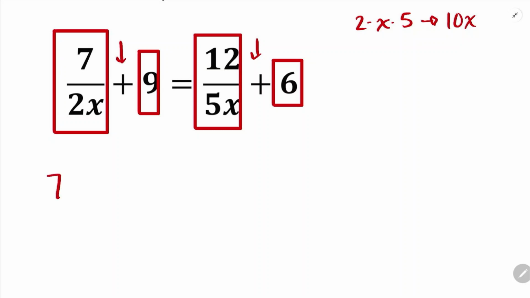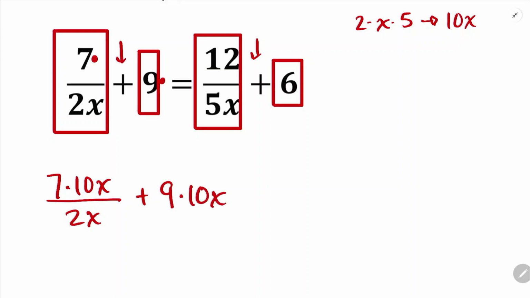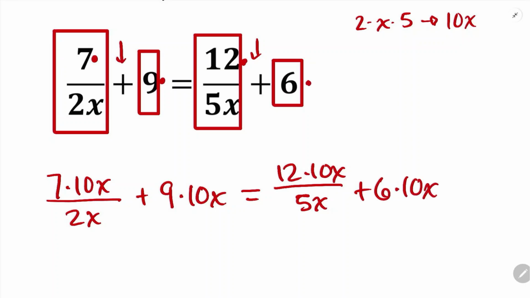It's going to look like 7 times 10x over 2x. So you can see I just put a 10x here, plus 9 times 10x. So I just put a 10x right here. And then that's going to equal 12 times 10x divided by 5x. You can see I just put a factor of 10x here. And then plus 6 times 10x. So this one got its 10x. This one got 10x, this got 10 times x, this got 10 times x, and this got 10x. Everything was multiplied by 10x.